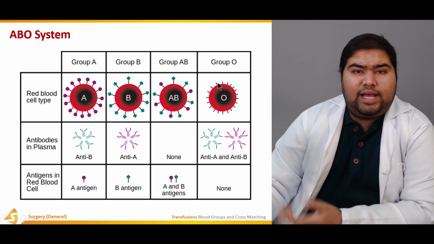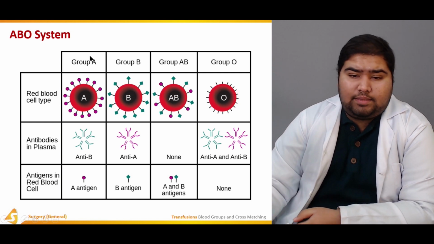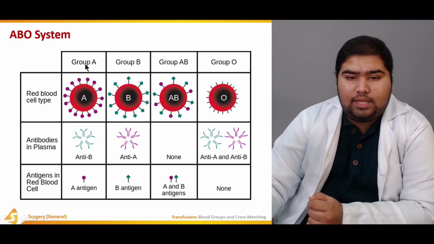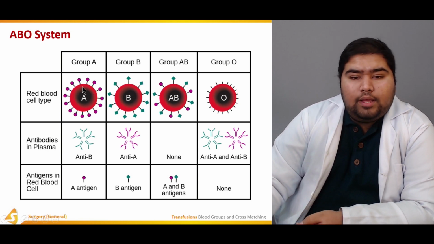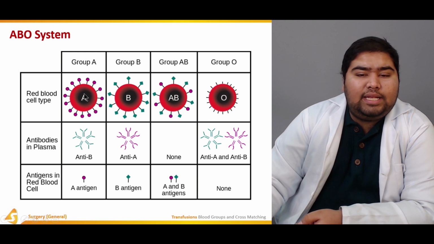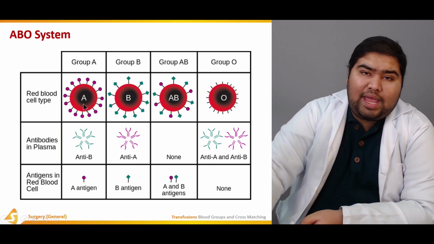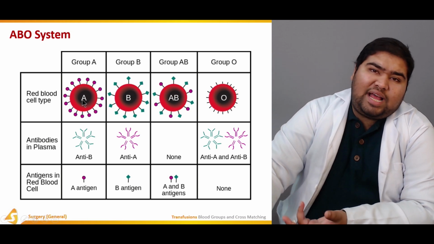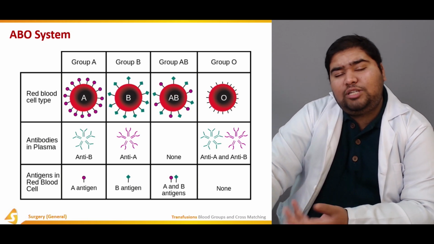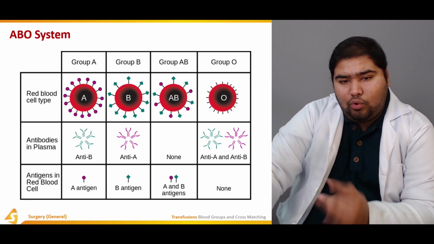Let's go through the diagram and see what the ABO system is. So this is a red blood cell. This is blood group A. The blood group A has allele type A. This is the phenotype, type A. The genetic component or the genotype can be either AA or AO.